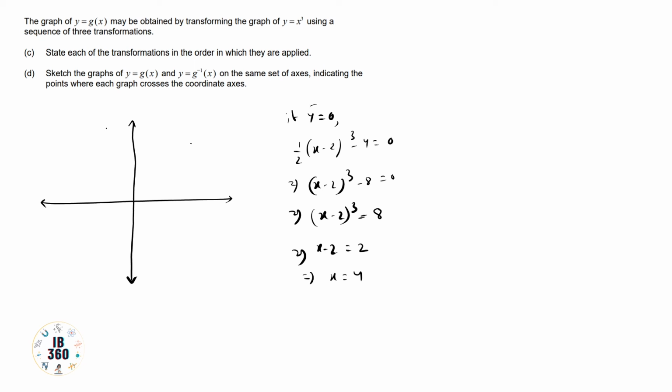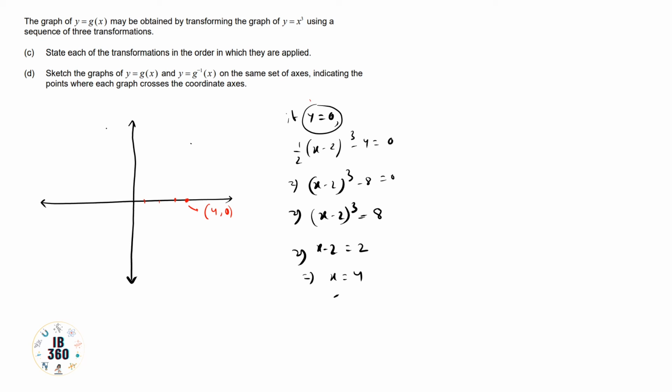So at y equals 0, the value of x is 4, or vice versa, when x equals 4, the value of y will be 0. If we put a point here, this is the point where the coordinate is (4, 0).